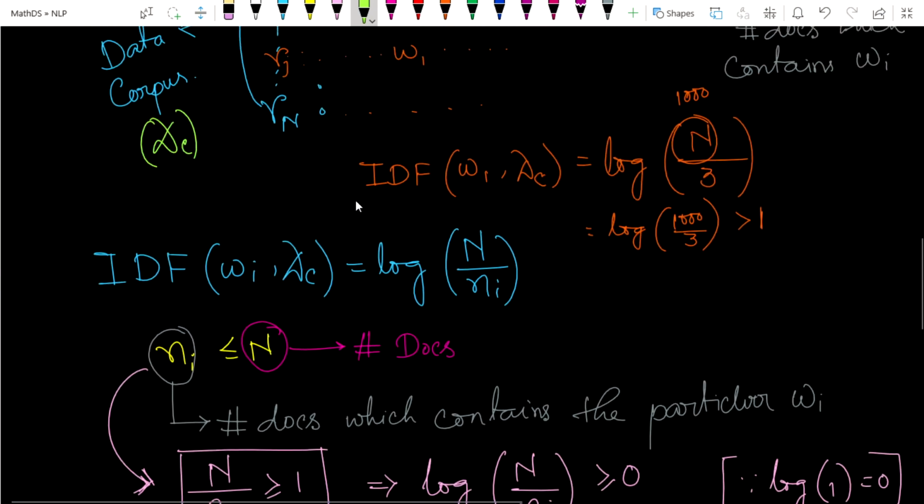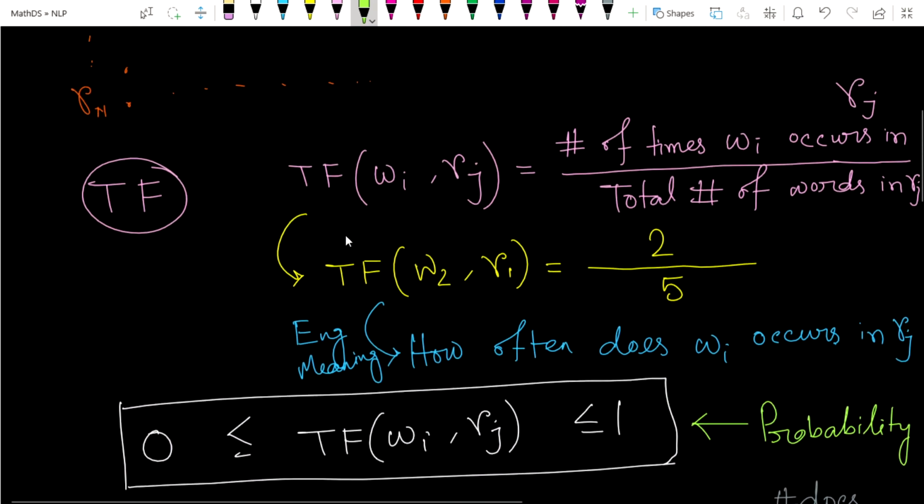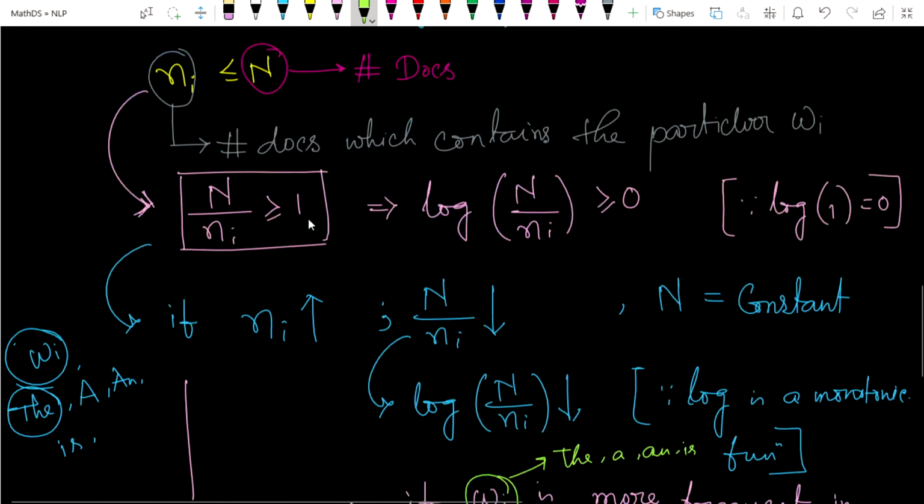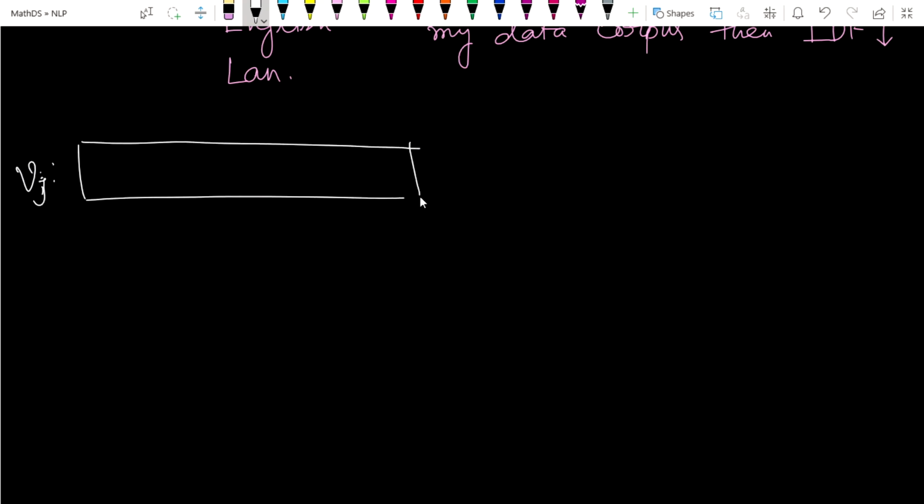So TF means term frequency, and it helps us with the word wi. At the end of the day we have to calculate this vector. Suppose, let's say, review Rj. We have to calculate this vector, and each cell of this vector must contain the value of TF and the IDF value.